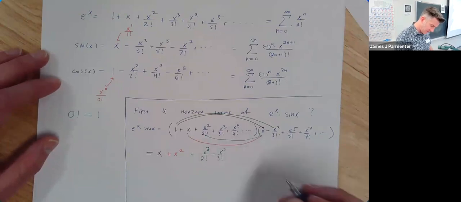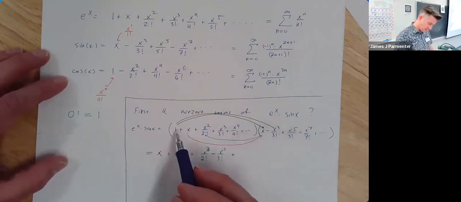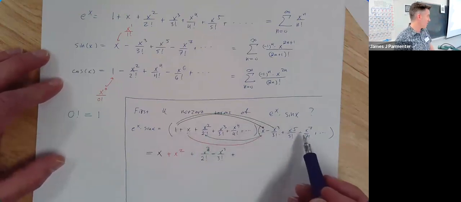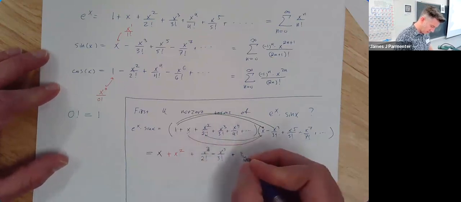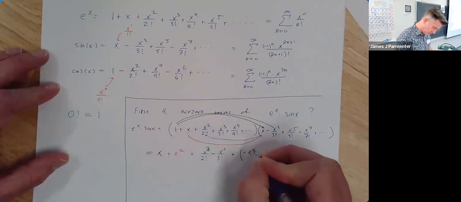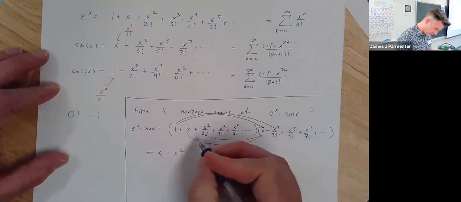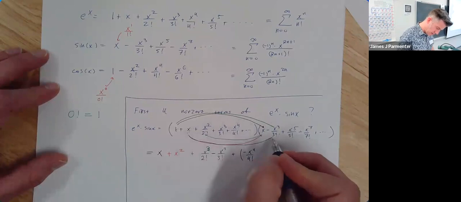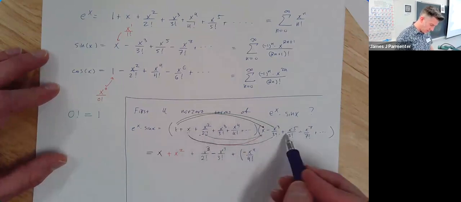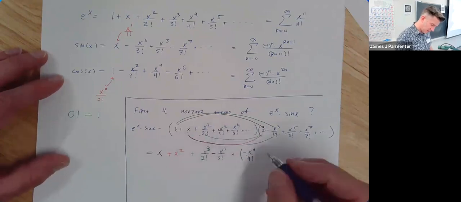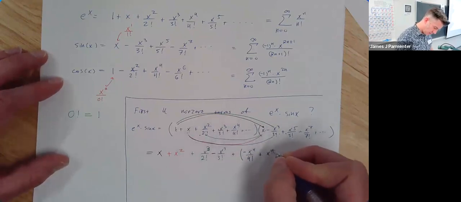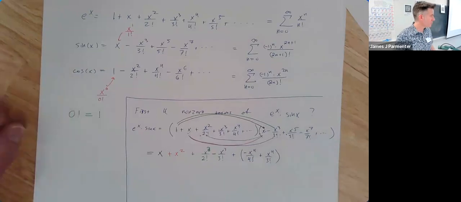And then finally, for my x to the 4th term, 1 won't multiply by anything over here to give me x to the 4th. x times negative x cubed over 3 factorial gives me a minus x to the 4th over 3 factorial. And then x squared won't multiply anything over here that'll give me x to the 4th. But x cubed times x will give me a plus x to the 4th over 3 factorial.